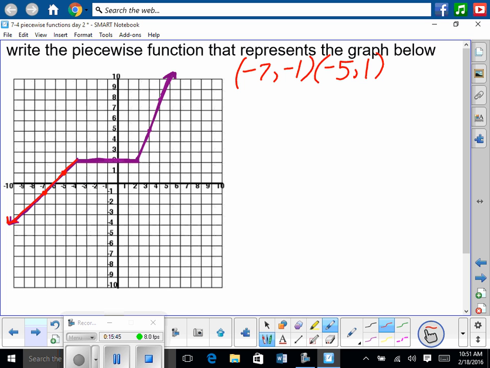Okay, so go to stat, everybody. Stat. Edit. Into list 1, type in your x values, negative 7 and negative 5. In list 2, type in your y values, negative 1, 1. Hit stat again. Calculate, right? And down to the line, because this is a line, linear regression line. So you get y is equal to what? X plus 6. X plus 6. Did everybody get that? Did anybody not get that? Did you get it or not? Yeah. Everybody. Okay. So we know that that's that line.